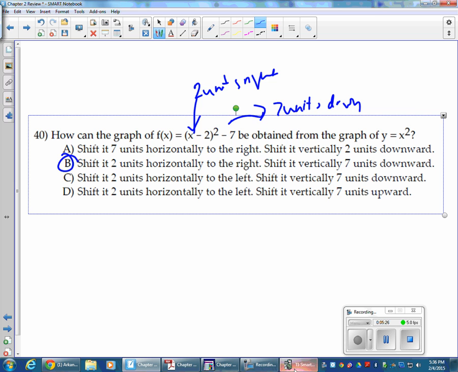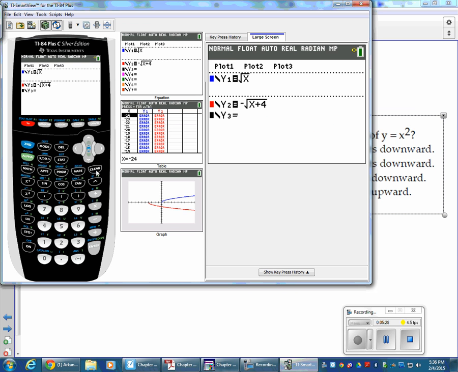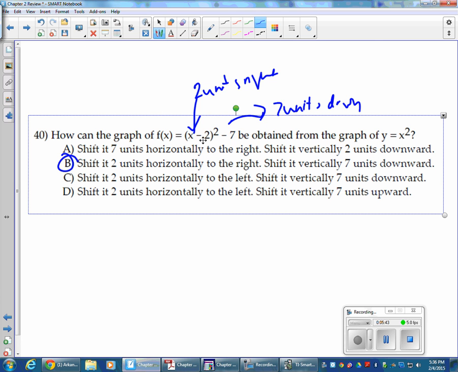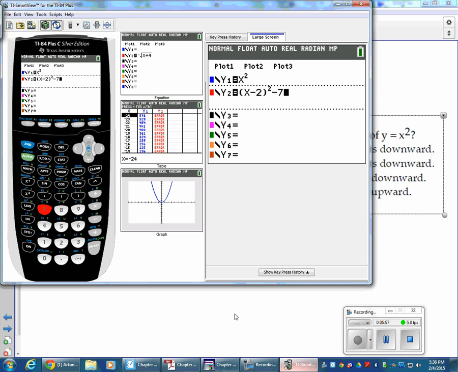I'm going to start with y equals x squared, and I'm going to move to y equals (x minus 2) squared minus 7, I think is what it was. Let me go back over here and look. Do be careful because your tendency is to put this one in first, but it says how can this graph be obtained from the graph of y equals x squared? So that means I had to start with this to obtain this one. So this is my original one, this is my new one.